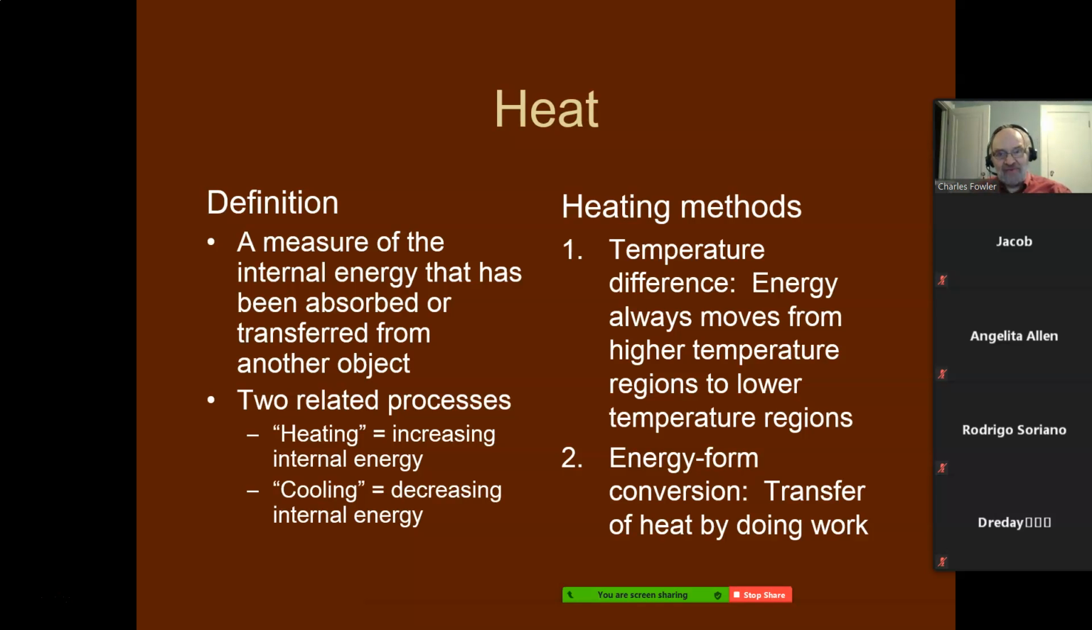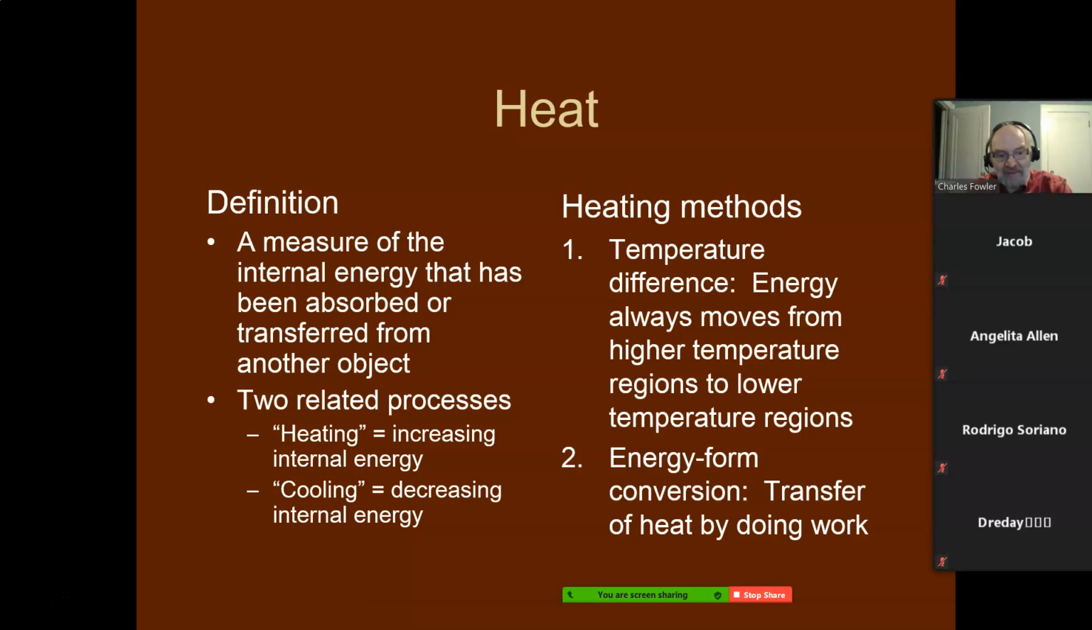Here's another definition of heat. I told you they're going to give you several of them. Heat is, and by the way, this is somewhere around page 95, top of 96. Heat is a measure of the internal energy that has been either absorbed or transferred from another object.